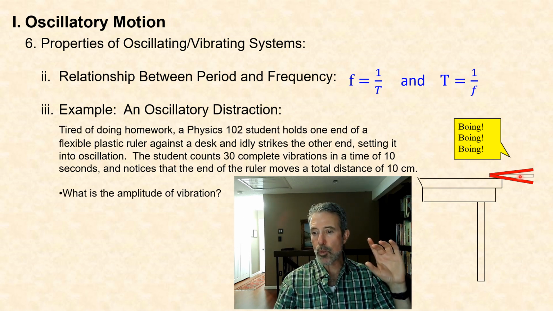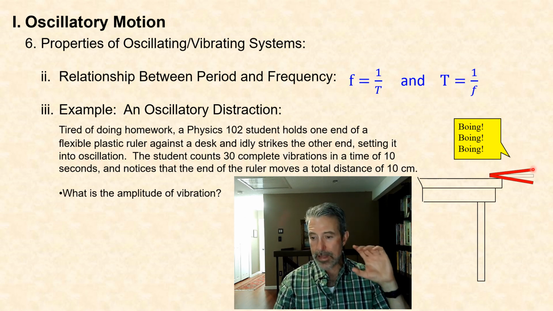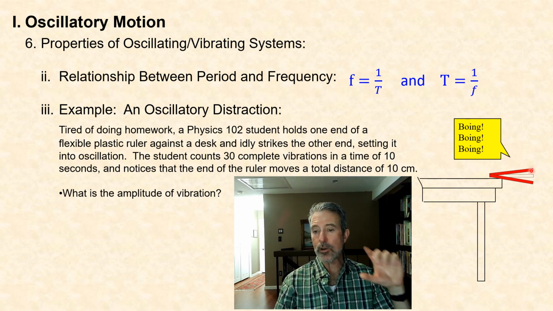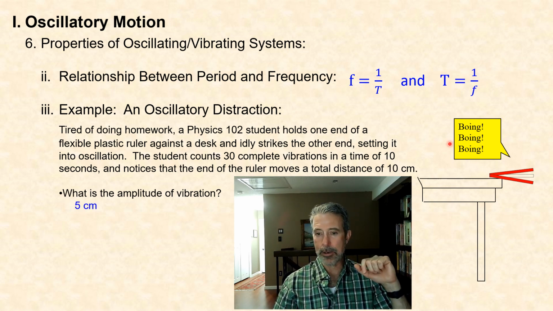That is the total distance moved, but the amplitude of vibration is the distance moved from its equilibrium or rest position. What I'm showing you here is the ruler in its equilibrium or rest position, before it is actually set vibrating. Picture the ruler here that's not colored red. When you look at the distance between the end of the ruler in this position and either end point, that's the distance that we call the amplitude, one half its total distance. So here we can reason that the amplitude of vibration is going to be 5 centimeters, not 10 centimeters.